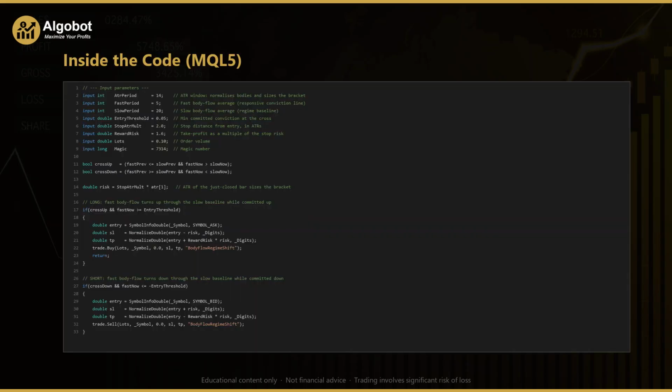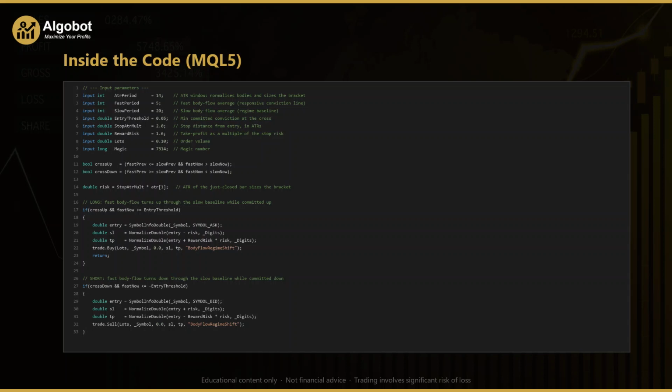Let's read through the actual MetaTrader code on screen. At the top are the input parameters. ATR period is the volatility window used both to normalize bodies and to size the risk bracket. FastPeriod and SlowPeriod define the two body flow averages, the responsive line and the slower baseline. Entry threshold is the minimum committed conviction the fast flow must show at the cross, defaulting to 0.05. StopAtrMult and RewardRisk shape the exit bracket, and lots and magic control order size and identity.